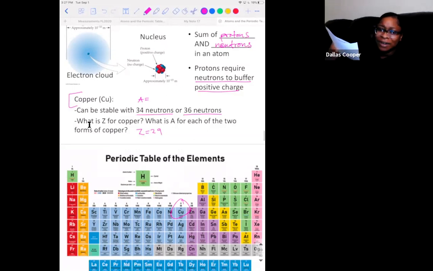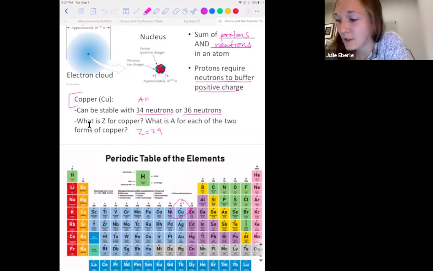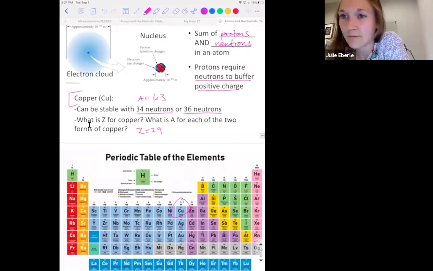It's 63.54. Well, these are whole numbers that we're dealing with, 29 and 34, so 63. Okay, and so if we have 36 neutrons, there's going to be two more. So A for this one would be 65. All right, so know how to calculate the A and the Z for different isotopes.